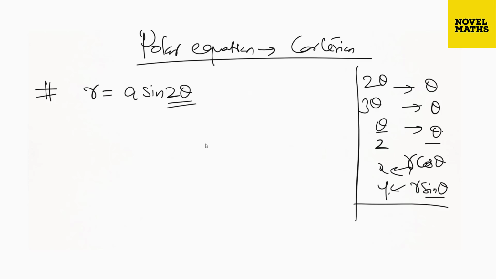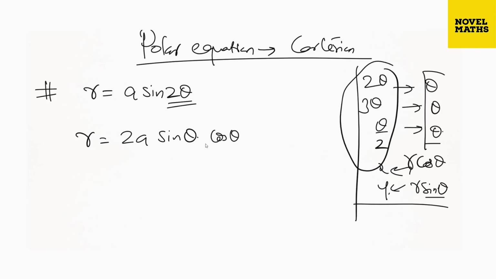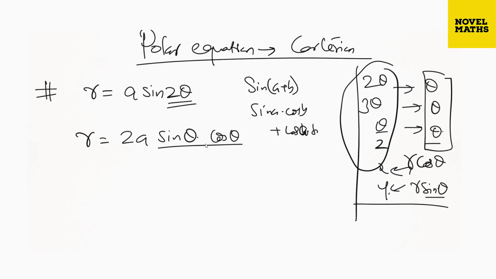Let's solve it. Sin 2 theta is 2 sin theta cos theta, so 2a sin theta cos theta. The trick here is to convert all these angle values into theta. Why is this sin theta times cos theta? Basics of trigonometry: sin a plus b is sin a cos b plus cos a sin b. When a and b are the same, this becomes 2 sin a cos a.